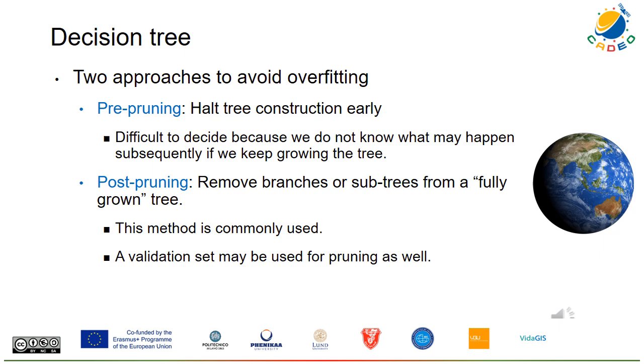Here are two approaches to avoid overfitting. The first is called pre-pruning. It means to stop construction early. Actually, for this method, it's difficult to decide because we don't know what may happen subsequently if we keep growing the tree. The second method is called post-pruning. It means to remove branches or subtrees from a fully grown tree. This method is commonly used. A validation dataset may be used for pruning as well. So we can use the post-pruning method to avoid overfitting in decision trees.